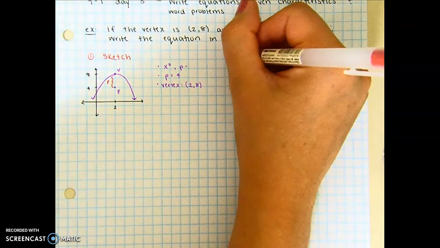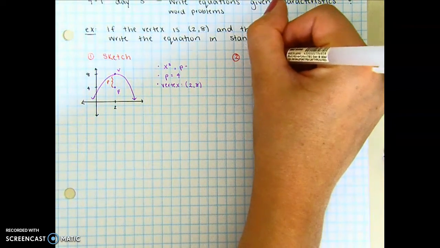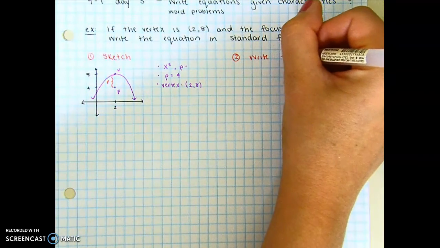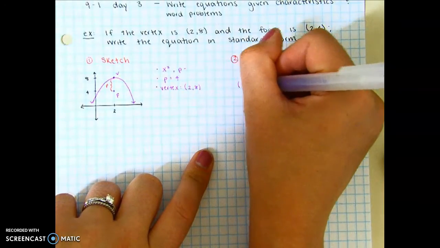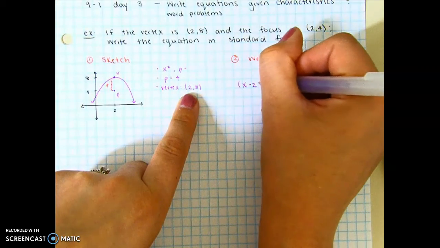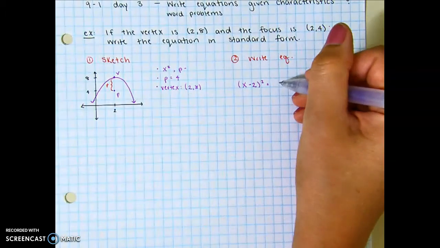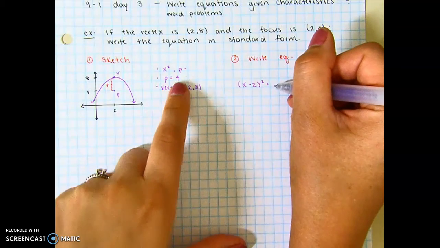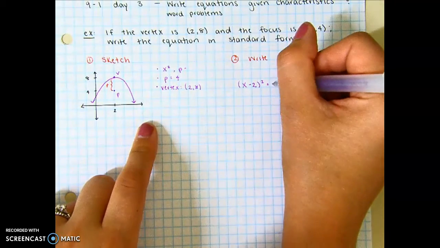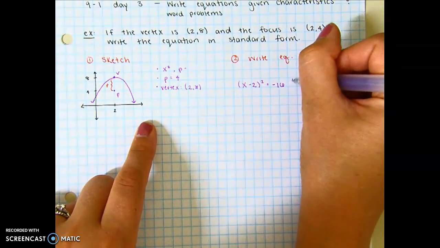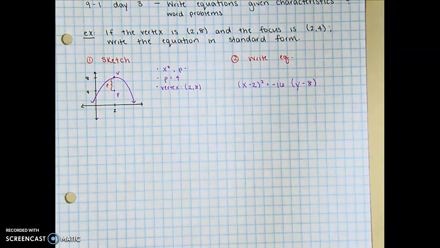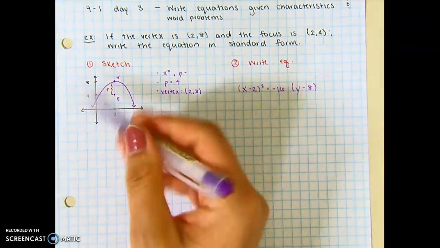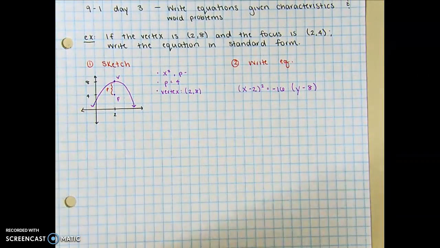So the second thing you're going to want to do is write your equation. So because it's x squared, I'm going to have (x minus 2) squared equals, I want 4 times p, so that'll be 4 times 4, but remember p is negative, it's upside down, so that'll be negative 16, and then (y minus 8). And that's it. So given characteristics, given parts that we know, how could you determine an equation? Deductive reasoning is essentially the method.